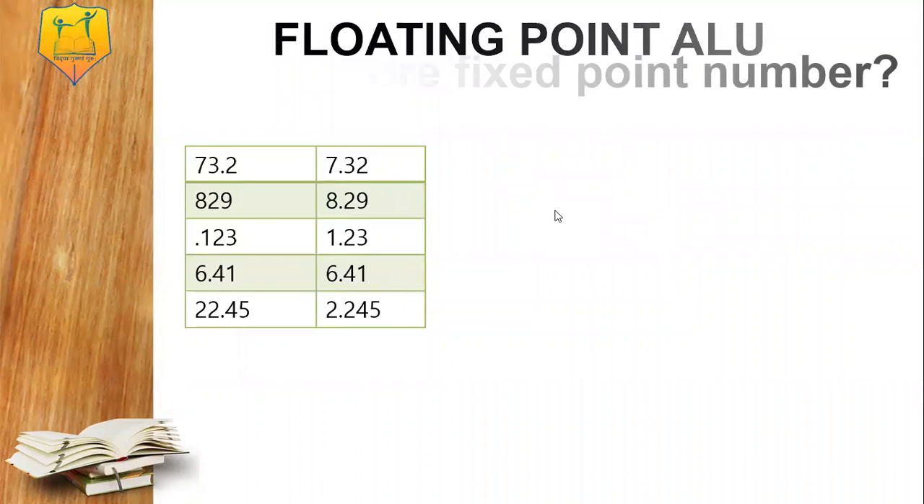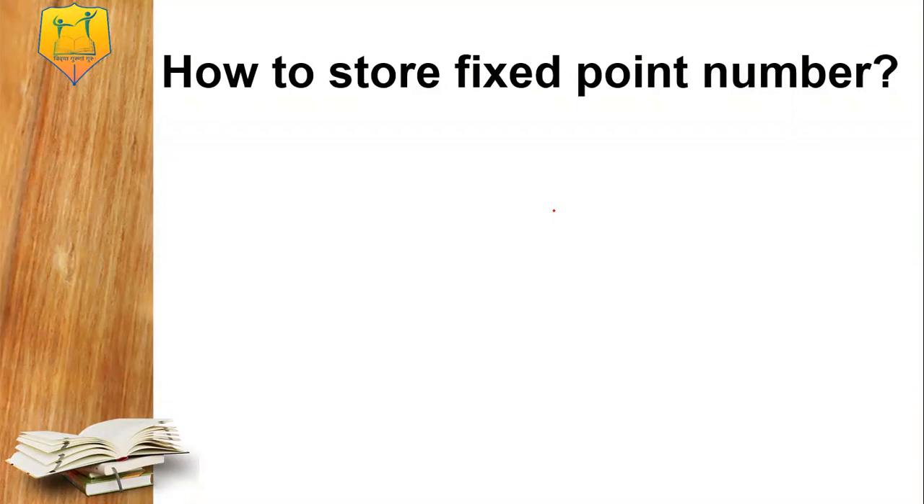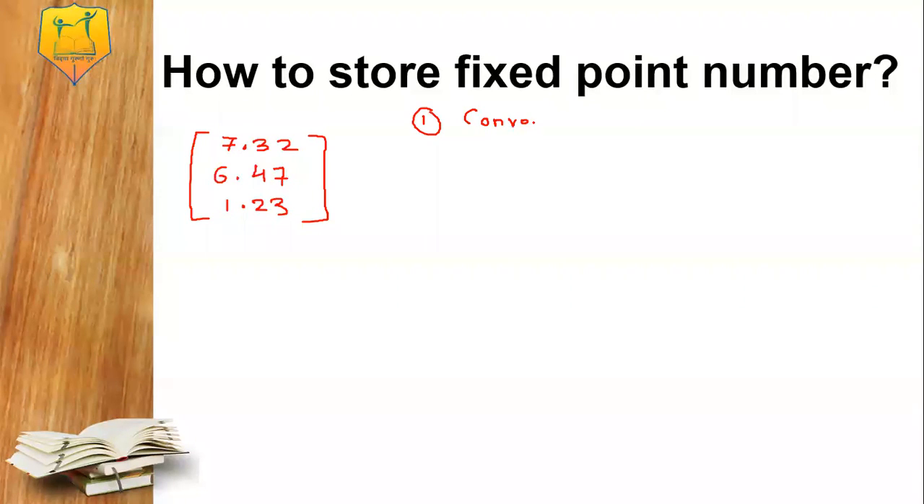Now in the second slide, I'm taking one example of how to store fixed point numbers. In the previous example, we saw a few numbers like 7.32, 6.47, 1.23. These are my fixed point numbers. Now, how am I going to store these fixed point numbers in the ALU? It's a simple matter: the first step, I said, is to convert those numbers into binary. That is quite simple. But second, simply store that number.